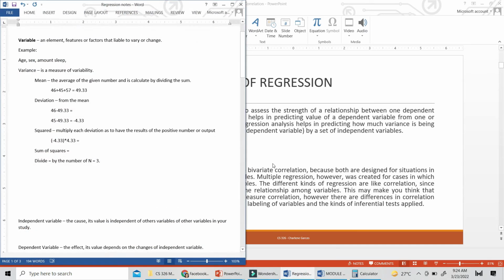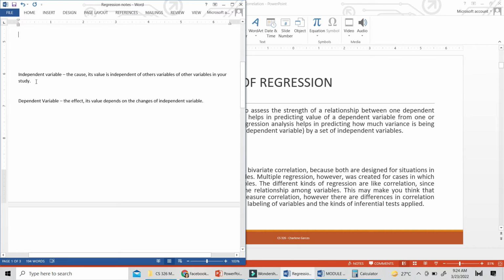So when we see dependent variable, I actually type it here already. So when you see independent variable, the cause, this is the cause. Its value is independent of other variables in your study. So when you say independent variables, these are actually what is the cause of the study, and then dili siya magsalig sa other variables within your study. So these are independent. We call it independent because they can actually stand on their own. So dili siya affected with any other variables in your study.